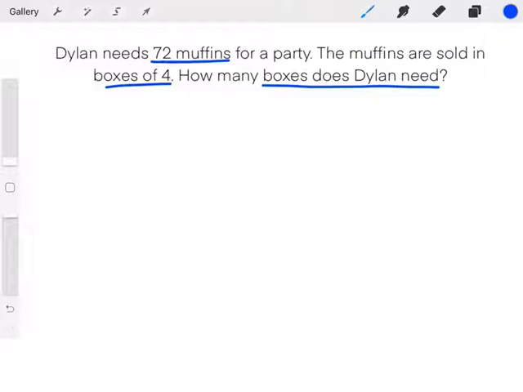So if I was going to write this as a number model with a letter standing for that unknown quantity, it would look like this: 72 divided by 4 equals B for boxes.